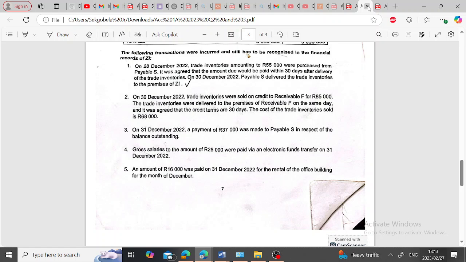The contra account is going to be what? Revenue. So we're going to say under receivable F, we're going to write on the debit side, revenue of 85,000. We are showing that our receivable now owes us 85,000 more. And then for revenue, we're going to go to the credit side and write receivable F, 85,000, to show that our revenue is increasing, and it's increasing because of receivable F.